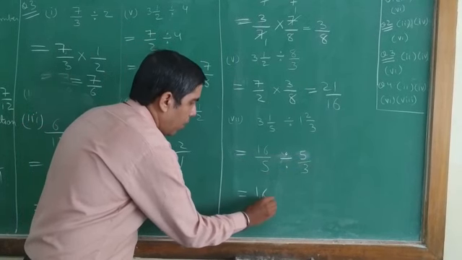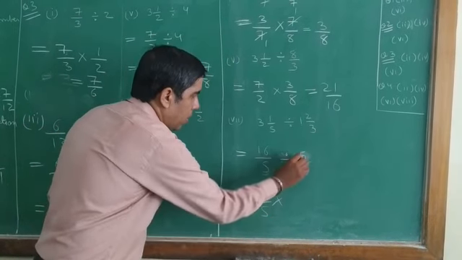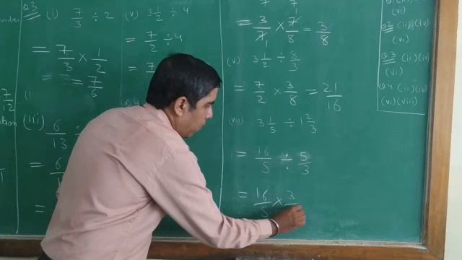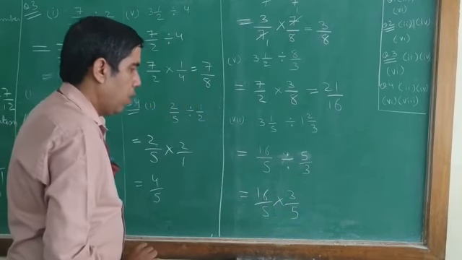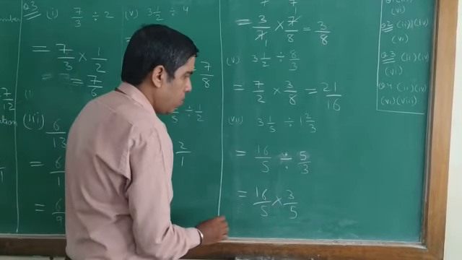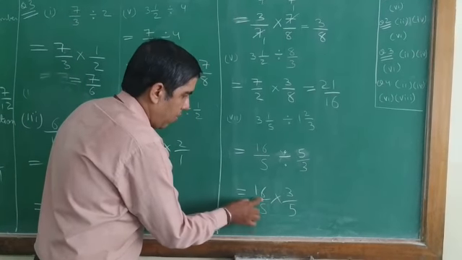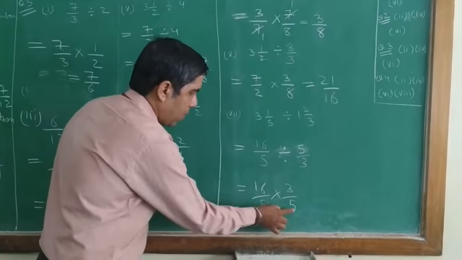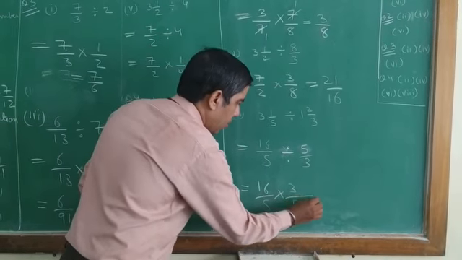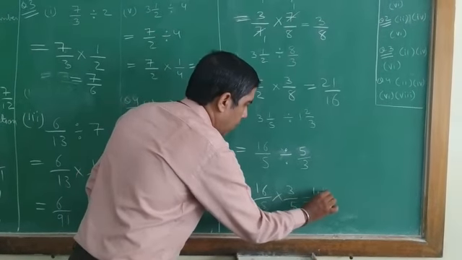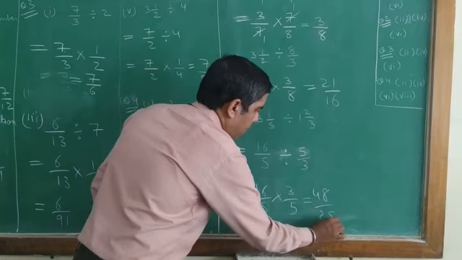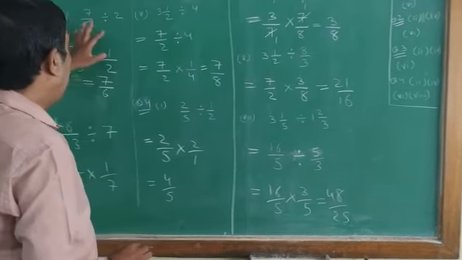So it comes here 16 by 5. Now division becomes multiplication. So 3 by 5. Right here you can see now, is there any possibility of cancellation? No. You can see 5 table 16 is not coming, 5 table 3 is not coming. The answer comes here 16 times 3 is 48 upon 25 is the answer.